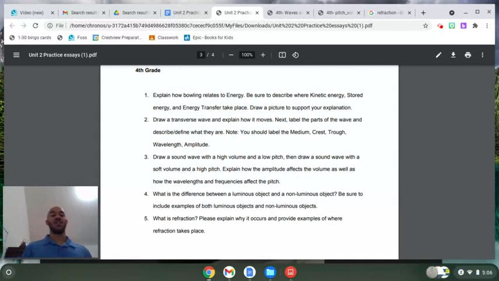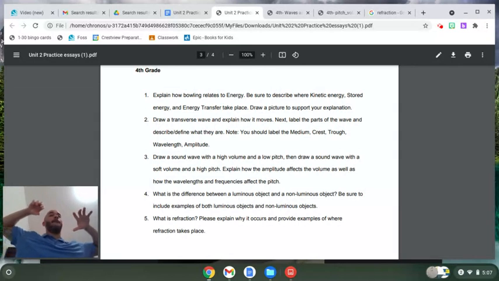Kinetic energy is energy that is in motion. When I am moving, when you're walking, when you're running, that's energy in motion. Stored energy is energy that is waiting to be used. Stored energy is in batteries. It is in food. It is in wood that is about to be burnt, okay? And then energy transfer is energy being transferred from one place to another.